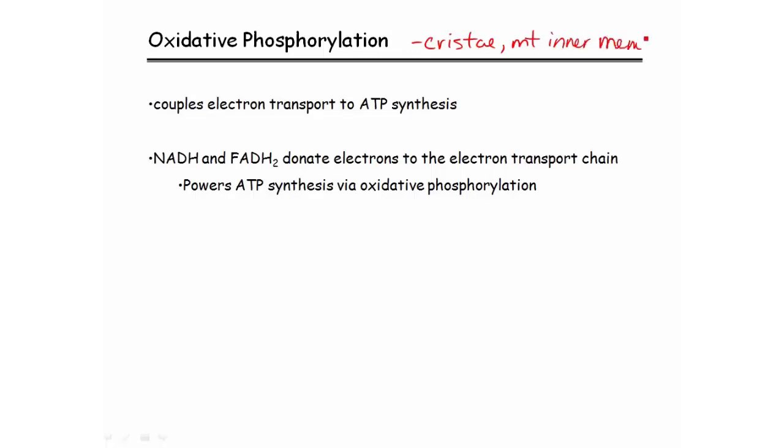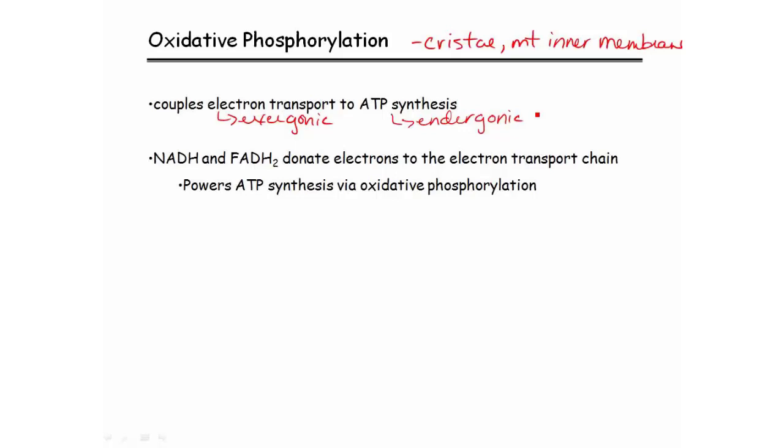Now this process is going to have basically 2 stages to it. We're going to have the electron transport part. The electron transport part will be exergonic because we will be releasing energy from those electrons, and then we're going to use it to power the endergonic ATP synthesis. Okay, so this is energy coupling taking place right here.